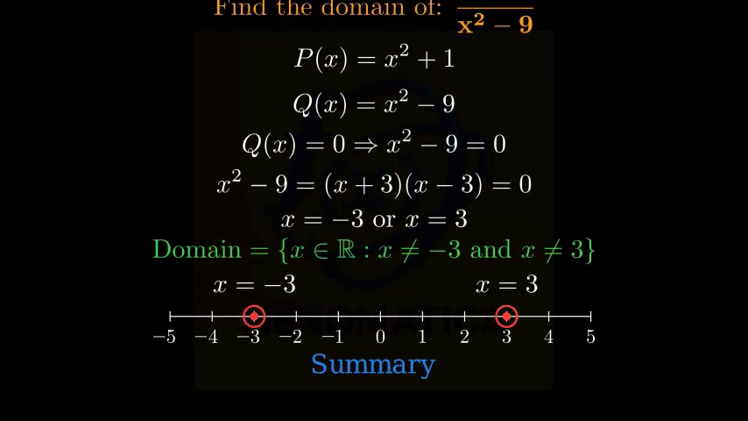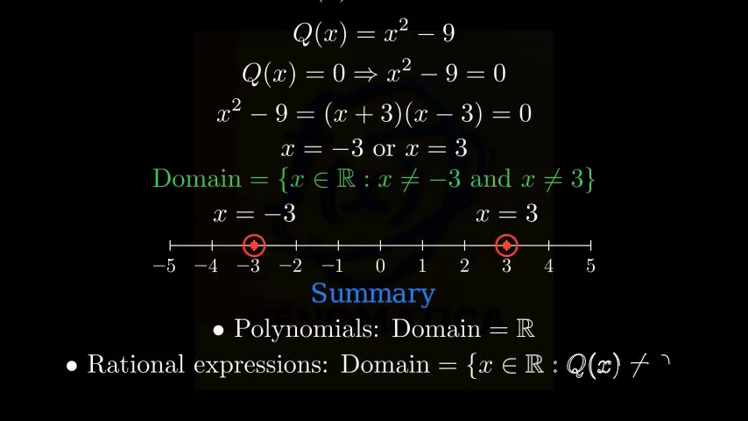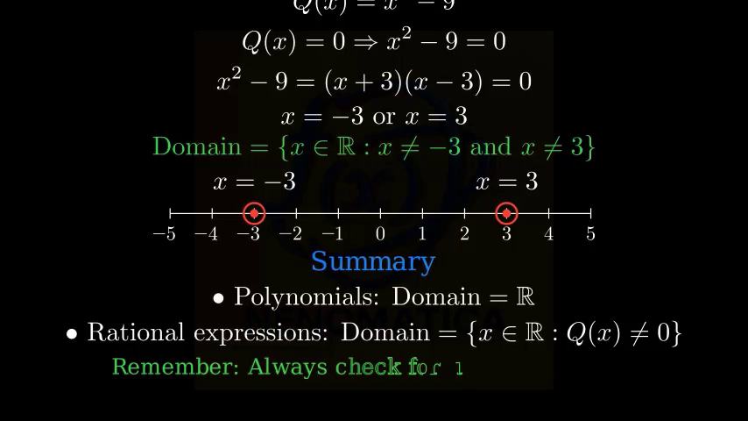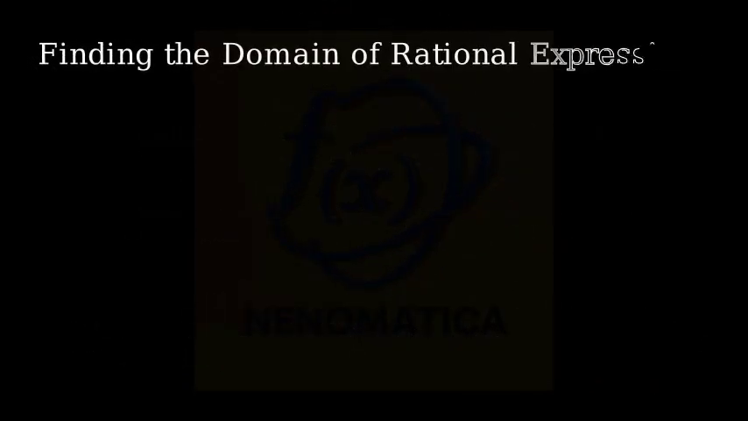Let's summarize what we've learned about the domain of algebraic expressions. For polynomial expressions, the domain is always all real numbers. This is because polynomials are defined for every value of x. For rational expressions, the domain is all real numbers except the values that make the denominator equal to 0. This is because division by 0 is undefined. When determining the domain of an algebraic expression, first identify whether it's a polynomial or a rational expression, and then apply the appropriate rule.